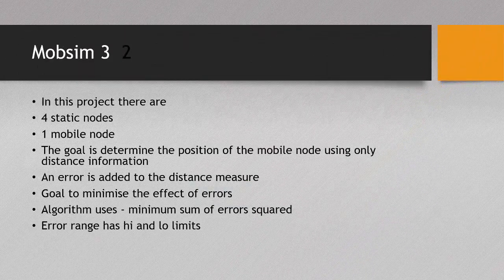So in this project we have 4 static nodes and 1 mobile node, and the goal is to determine the position of the mobile node using only distance information. And the distance information is associated with an error value, and the goal is to minimize the effect of these errors. The algorithm uses the sum of errors squared.